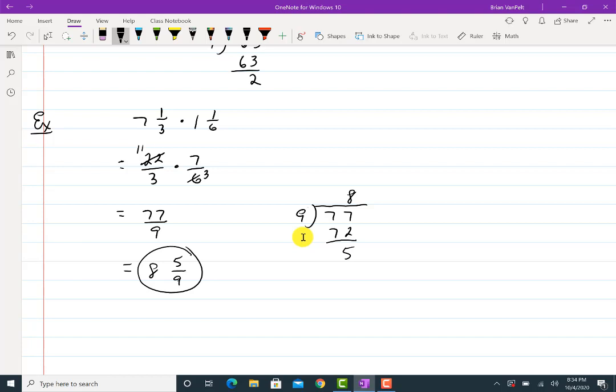I don't know if this helps you. Quotient, remainder, divisor. QRD. If that helps you, fine. Just remember it in that order. If you mix any of them up, it's going to destroy the whole problem.